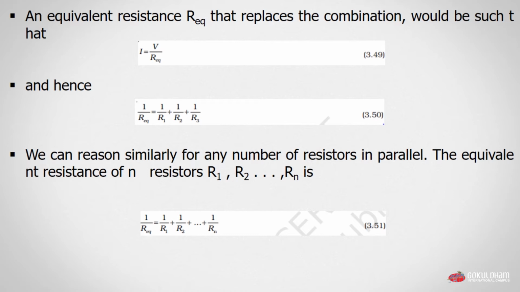And hence we can say 1 by Req is equal to 1 by R1 plus 1 by R2 plus 1 by R3 for the case of 3 resistors connected in parallel. And we can reason similarly for any number of resistors in parallel. For n resistors R1, R2 up to Rn connected in parallel, the equivalent resistance is 1 by Req equal to 1 by R1 plus 1 by R2 up to 1 by Rn, which is our equation 3.51.